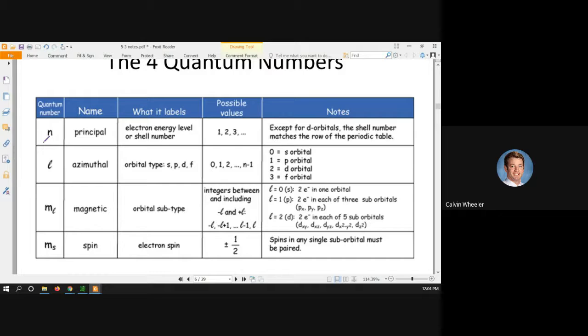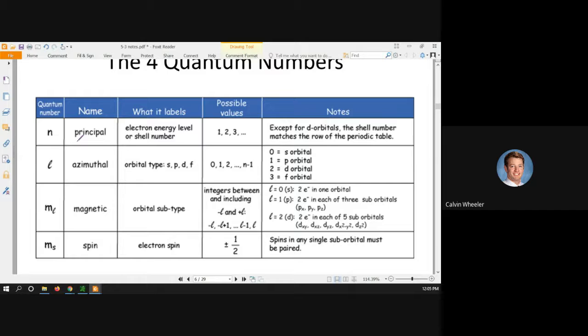If I want to be more precise, I live on Bear Creek Road. Okay, that's even more precise. Oh, my house number is 100. Okay, so I've pinpointed exactly where I live. That's kind of what we're doing with electrons. We're narrowing it down, where the principal quantum number n is the most broad.